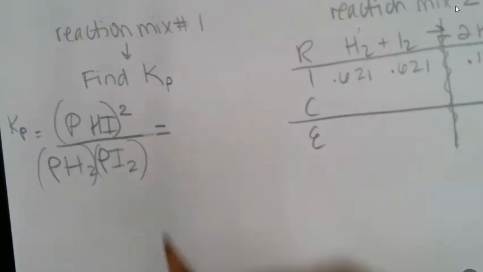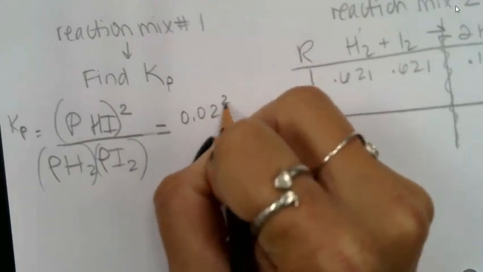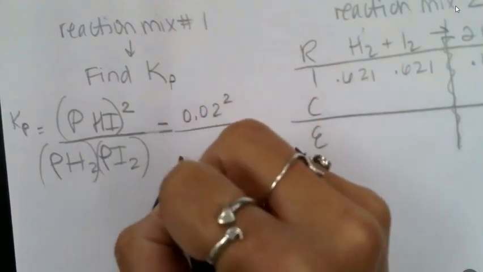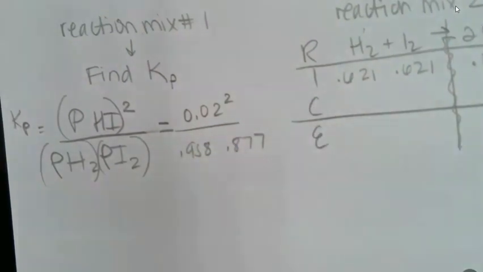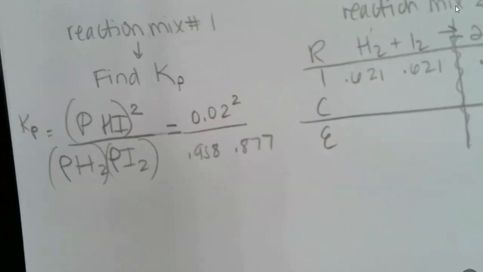All right, so the first one, my HI was 0.02, and I have to square that. Don't forget to square it. Over 0.958 times 0.877. I won't have time for your quiz, so I'm going to start speeding it up.